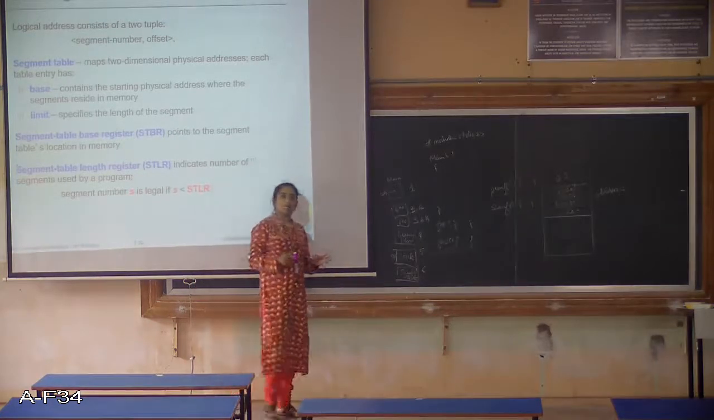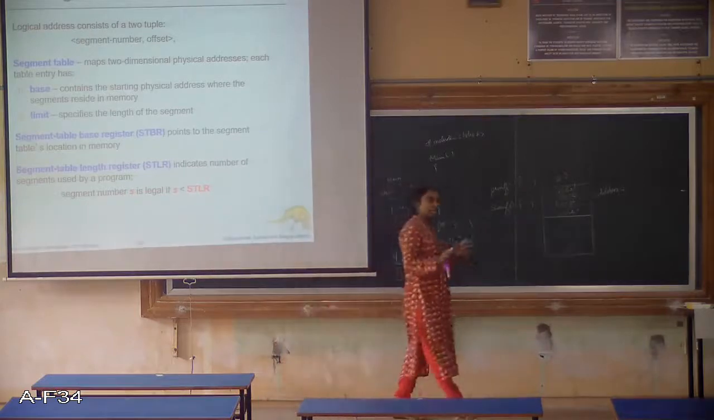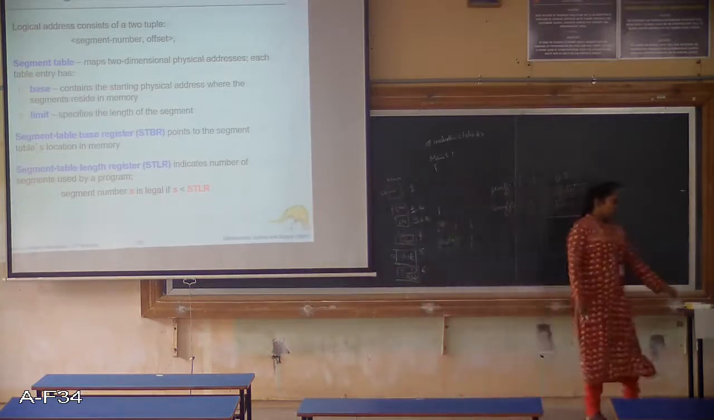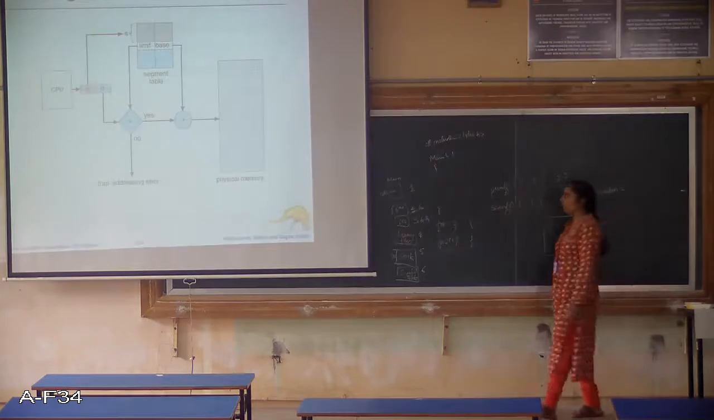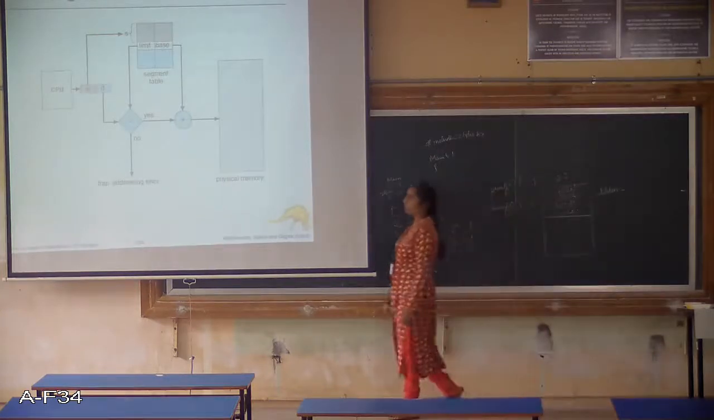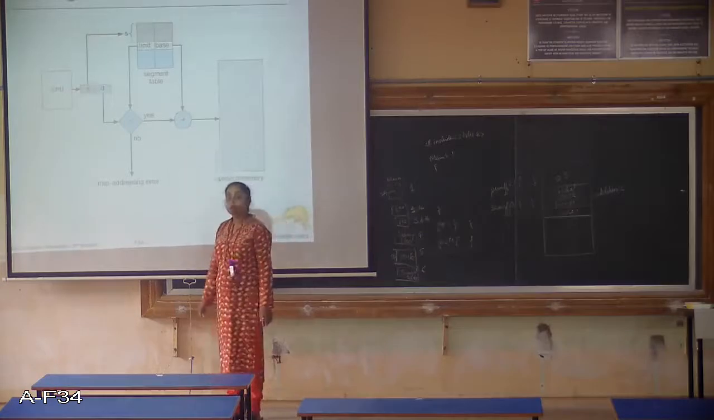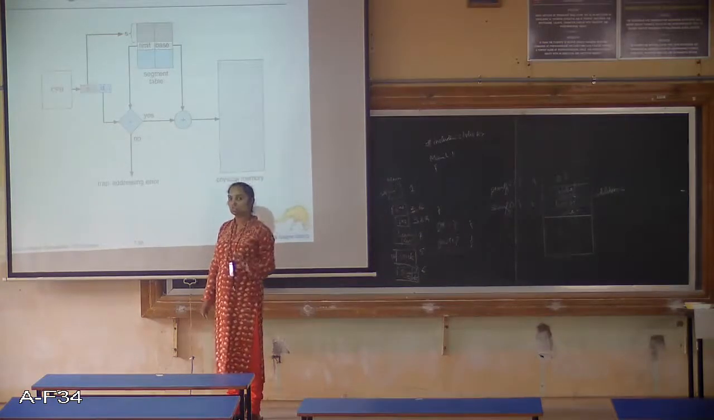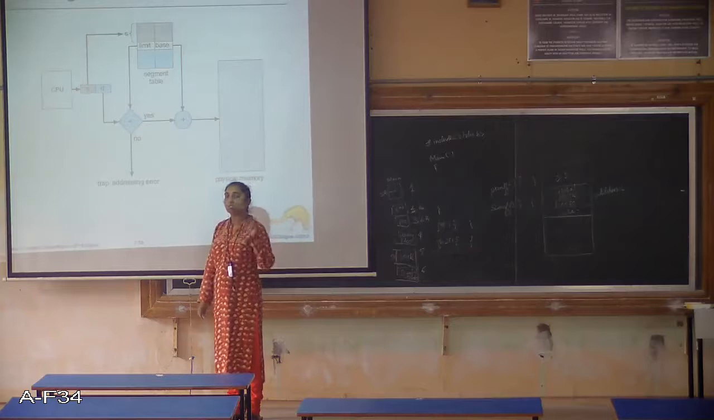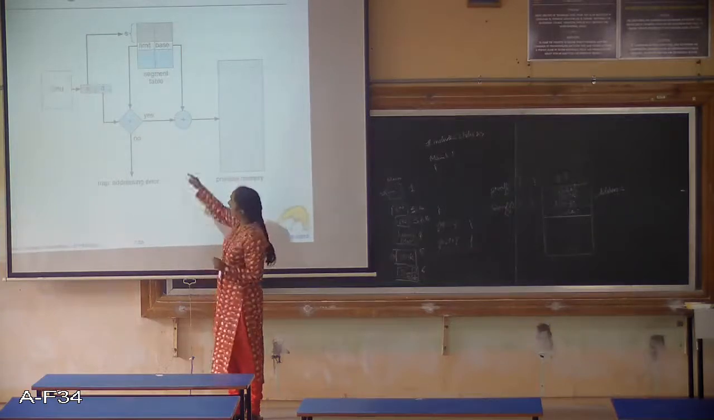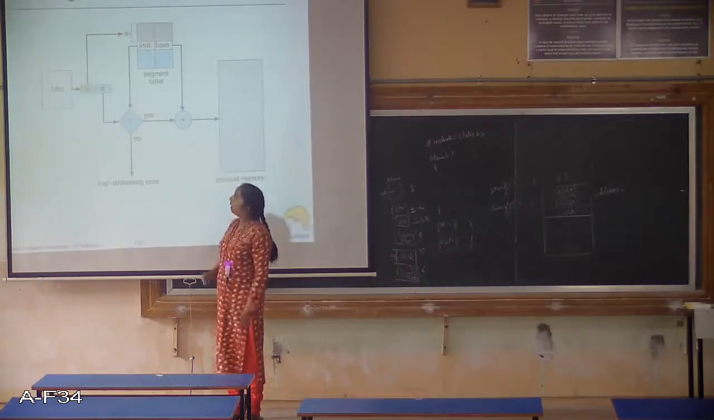If it is less than the segment limit register, then only it is a valid address, otherwise it's not a valid address. So this logical to physical addressing can be understood with this diagram. The CPU generates a segment number and an offset in that segment, which instruction it wants to execute in that particular segment.